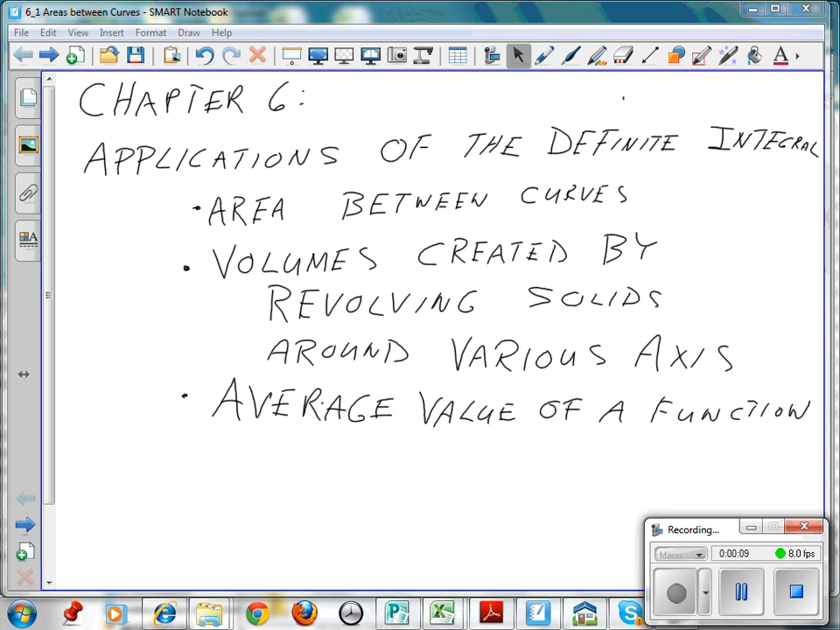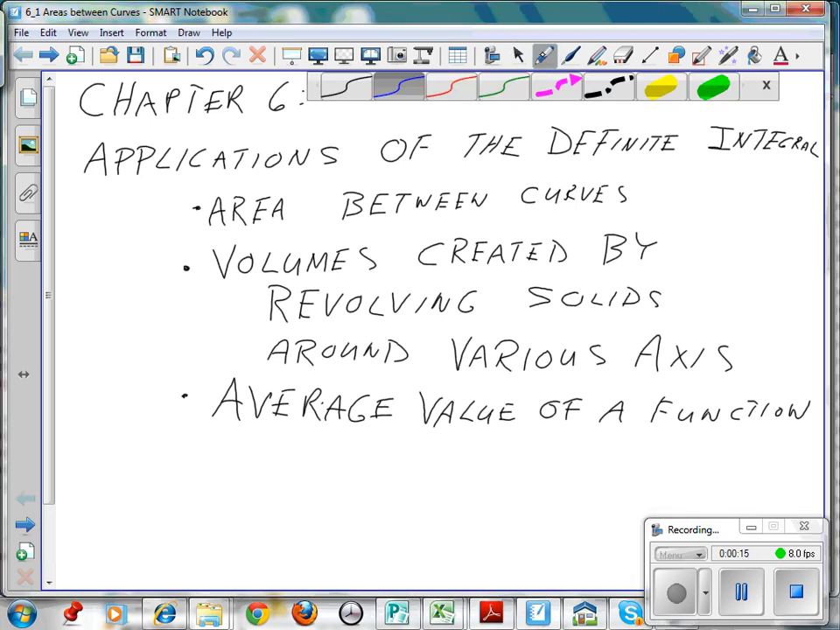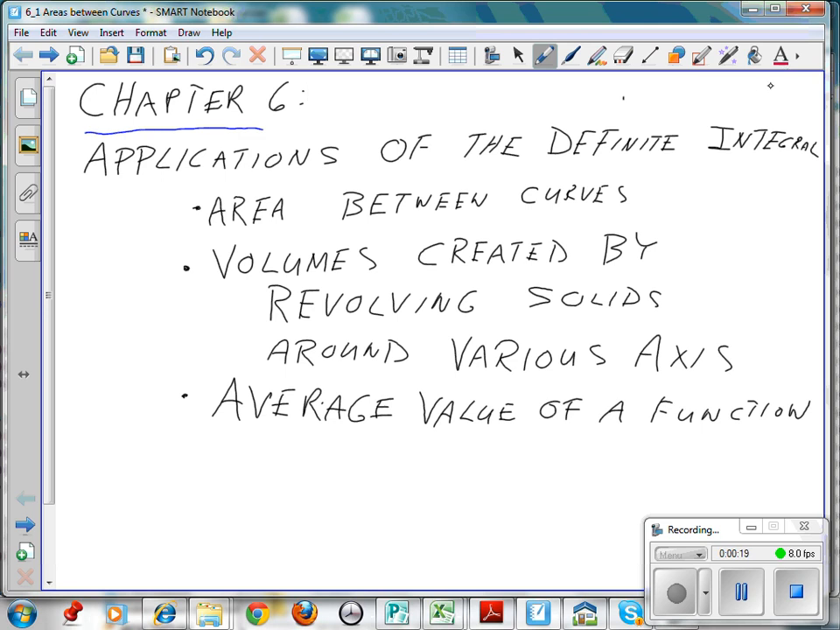Anyway, as we jump back into it, you see we are entering Chapter 6 here. And in Chapter 6 we're talking about applications of integration, or applications of the definite integral.